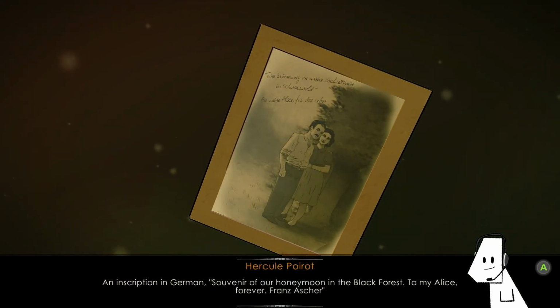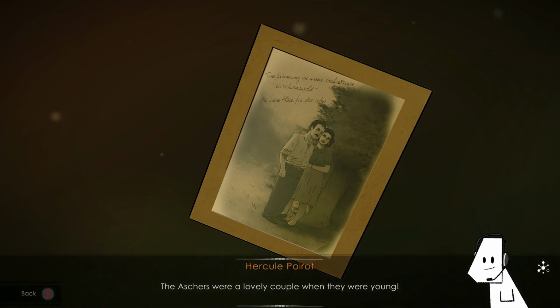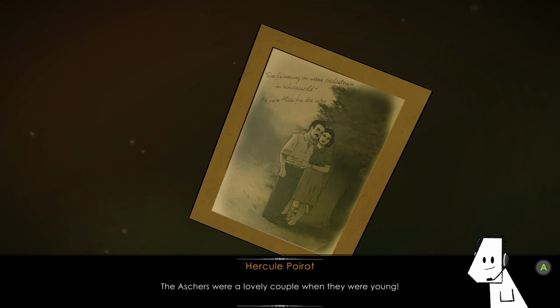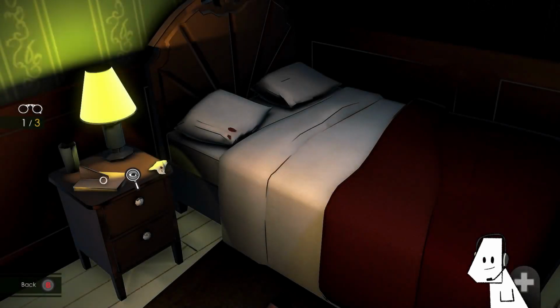An inscription in German. Souvenir of our honeymoon in the Black Forest. To my Alice forever, Franz Asher. So that's... The Ashers were a lovely couple when they were young. So that's the old husband who's not so hot right now. I think he's a bit of a drunk, isn't he?